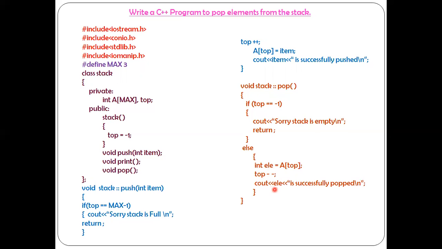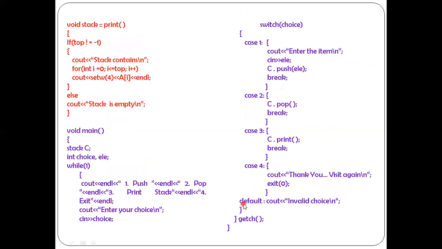See out stream insertion element. Element means 20 is successfully popped from the stack data structure. Backslash n, double quotation close, end with semicolon. This close flower bracket is for the pop function. Again, 1 for push, 2 for pop, 3 for print, 4 for exit. Again I'll go with the 2. Enter your choice means 2.